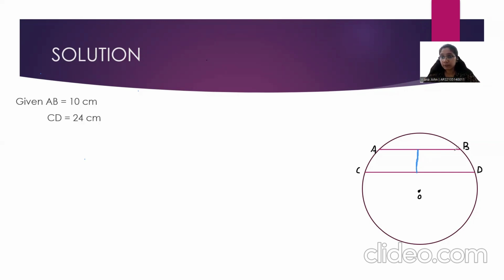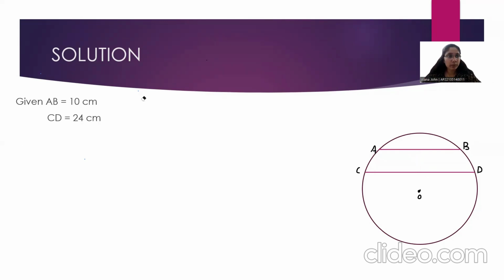If these two chords were on opposite sides, then we could use the concept of drawing perpendiculars and the theorem that two equal chords are equidistant from the center, right? But here the problem is that both the chords are on the same side of the circle. We have to find the distance. Whenever there is a concept of finding distance, the first idea which we will use is drawing perpendiculars to the chords. So here also we are using the same idea.